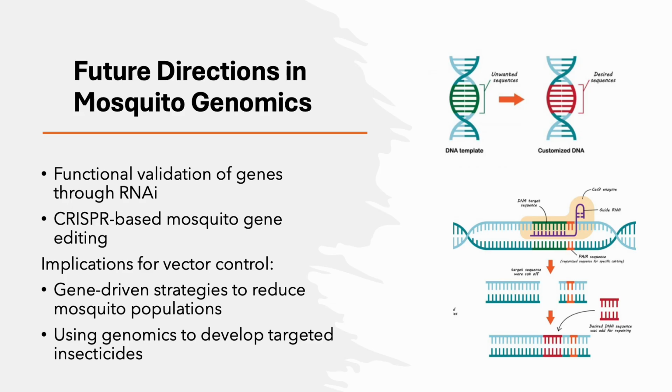So there are future directions in mosquito genomics. There's the functional validation of genes through RNAi, and then there's mosquito gene editing known as CRISPR-Cas9, and there are implications for vector control to reduce these mosquito populations, and using these genomic technologies to develop targeted insecticides.